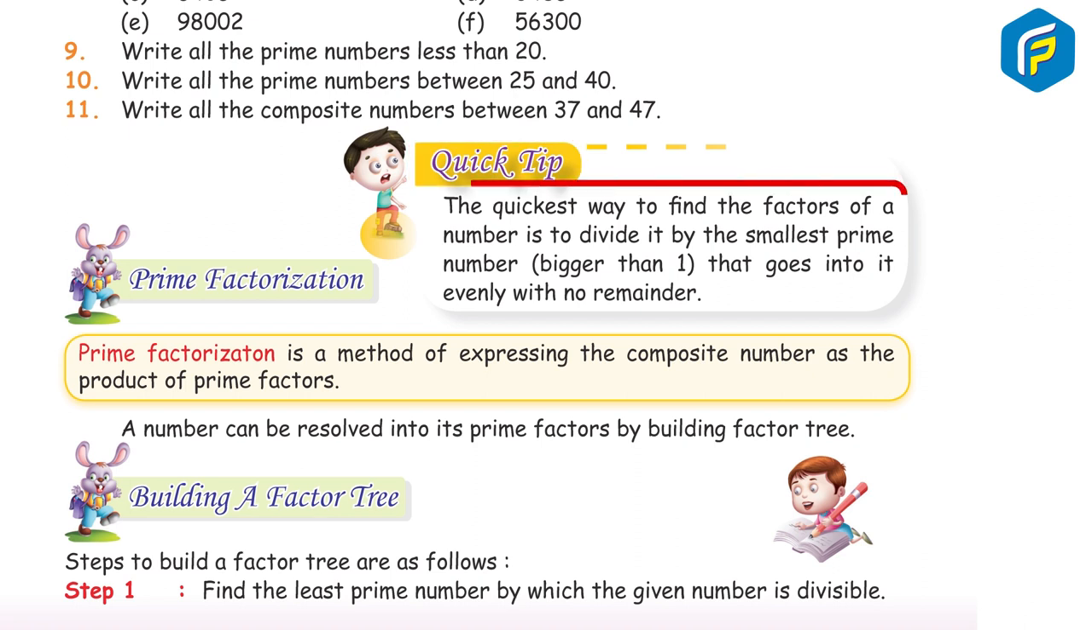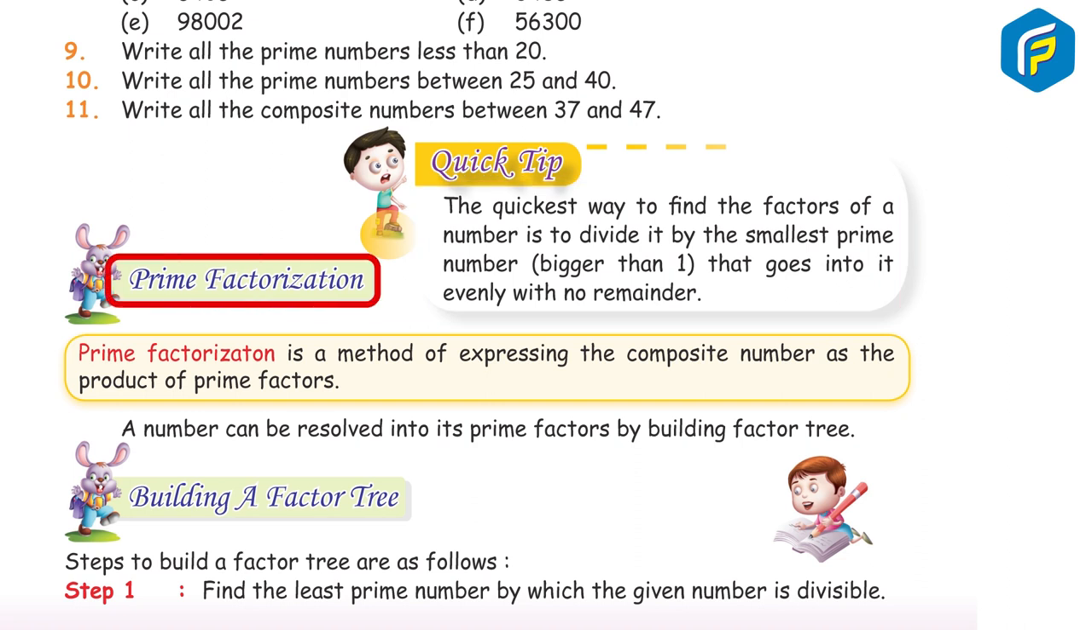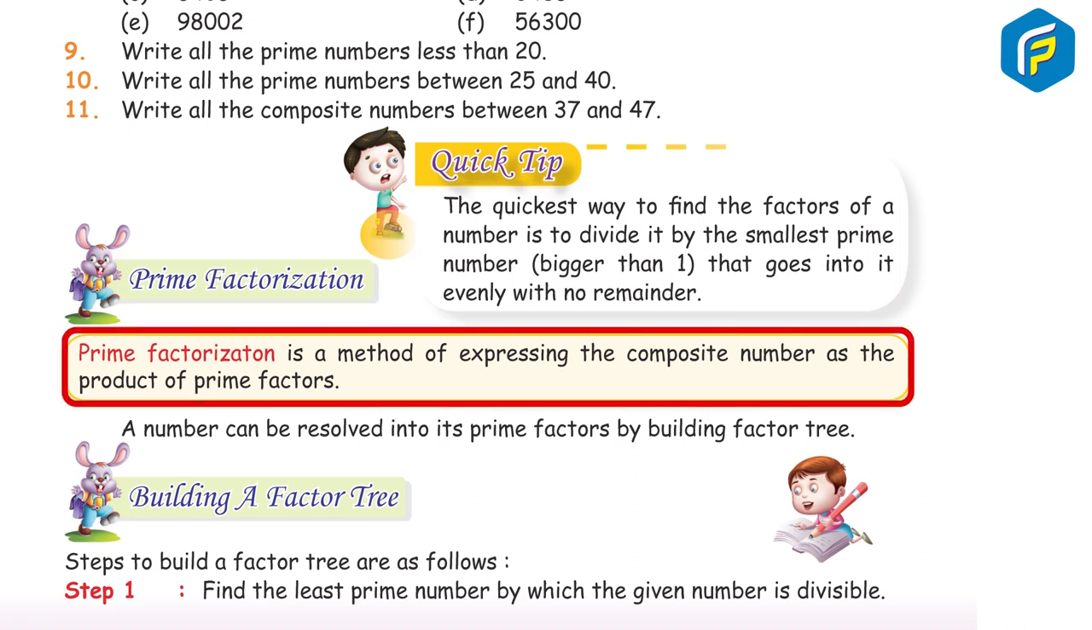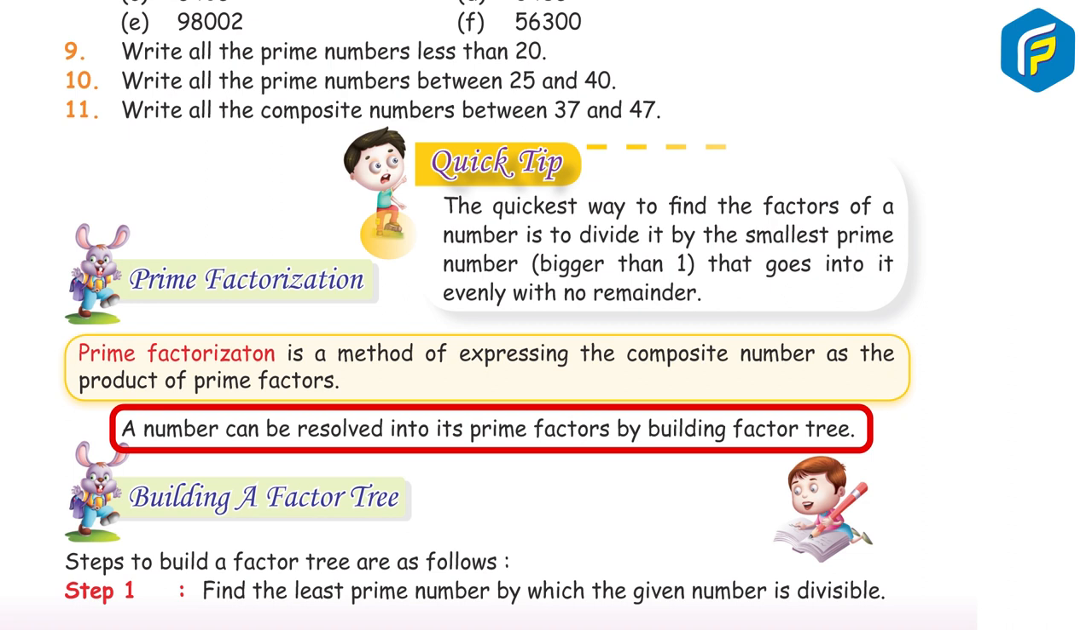Quick tip. The quickest way to find the factors of a number is to divide it by the smallest prime number bigger than 1 that goes into it evenly with no remainder. Prime factorization. Prime factorization is a method of expressing a composite number as the product of prime factors. A number can be resolved into its prime factors by building a factor tree.